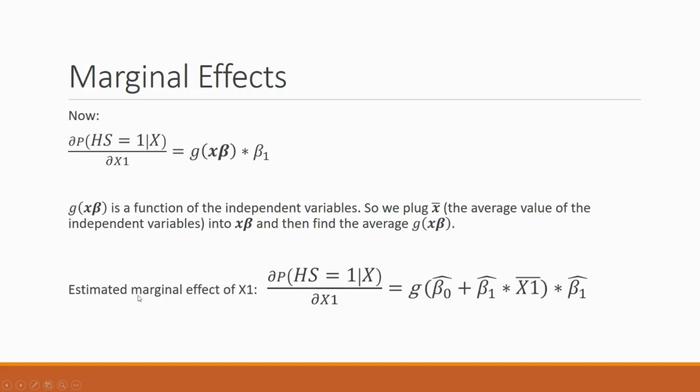So we estimate the marginal effects of x1 using this. Basically what we do is we take our estimated beta 0 hat plus beta 1 hat times the average value of x1. We plug that into this g function and then multiply it by beta 1 hat. And this whole expression will be our marginal effect. This whole expression will be the change in the probability that the dependent variable equals 1 given a 1 unit change in x1.